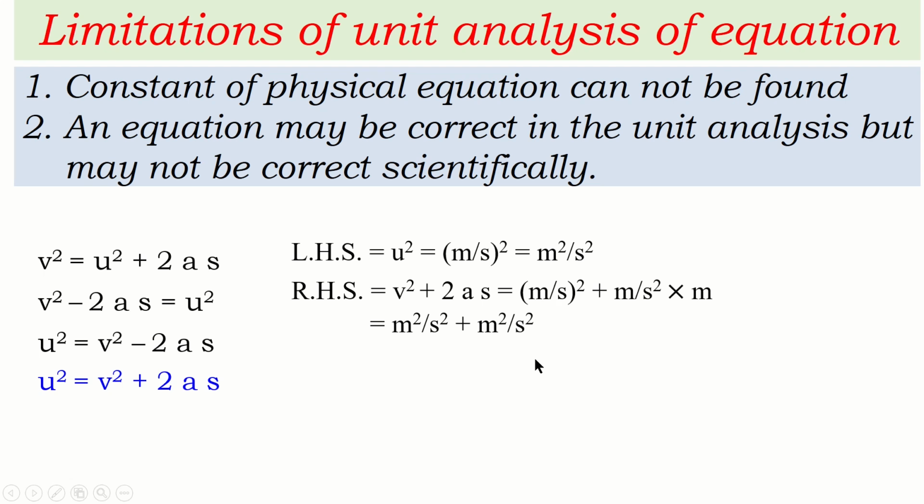Now what is the result? Meter square upon second square plus meter square upon second square. We will not write 2 meter square by second square because we are not talking about the number, we are talking about only units. That's why the result is meter square by second square. Now right hand side and left hand side are same. This is equal to this.